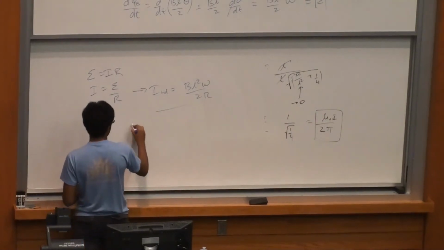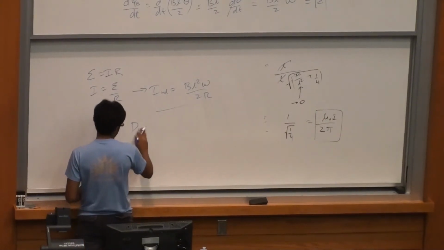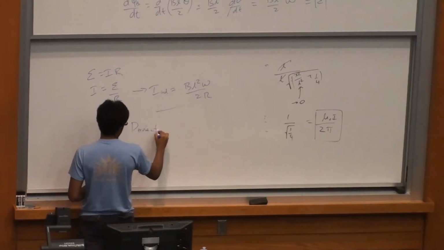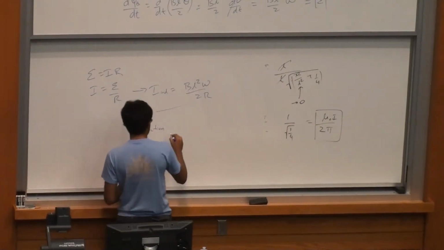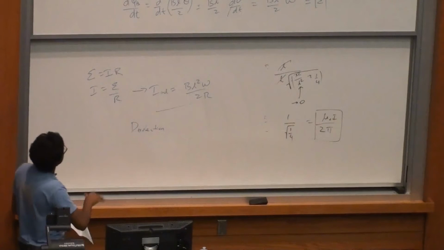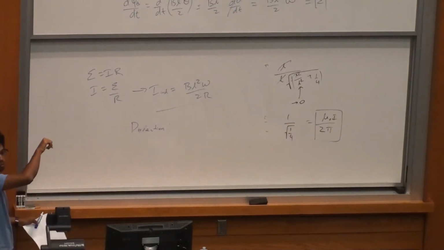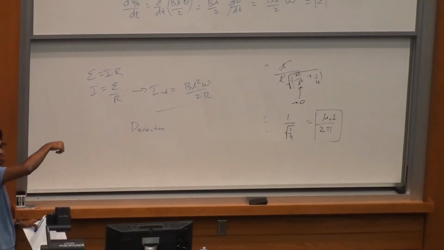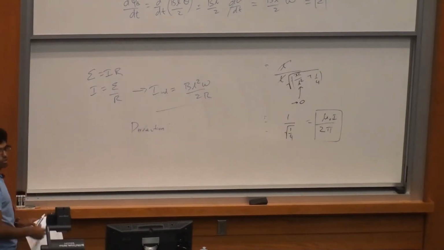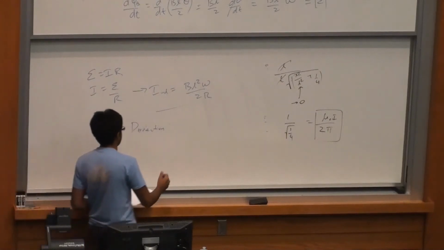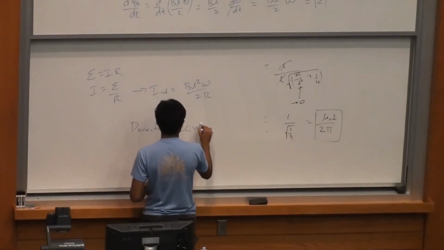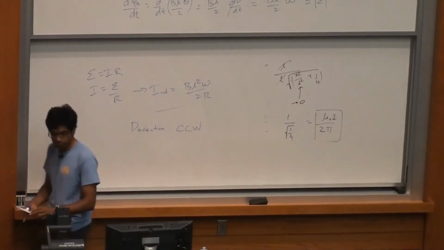Direction: we know that the magnetic field is going into the board, which means that the current normally would go clockwise, but Lenz's law dictates that it has to be in the opposing direction, so it's counterclockwise. So the direction for this is counterclockwise.